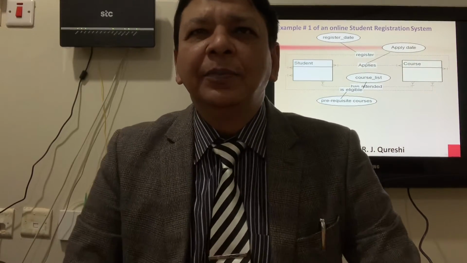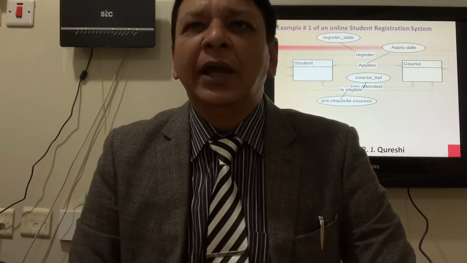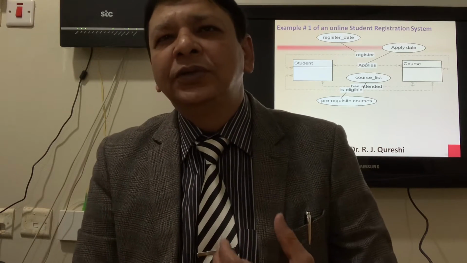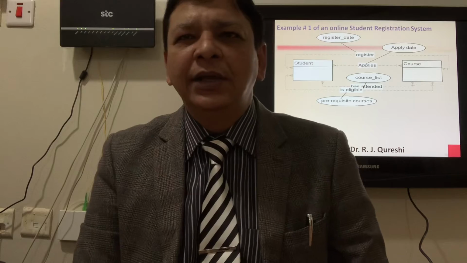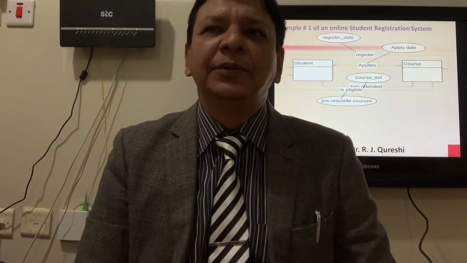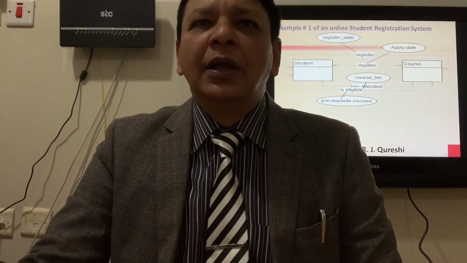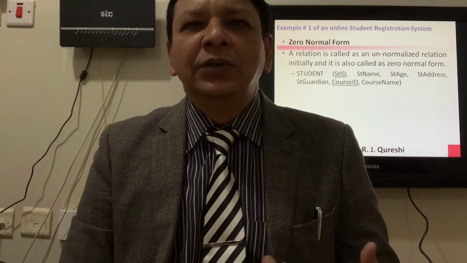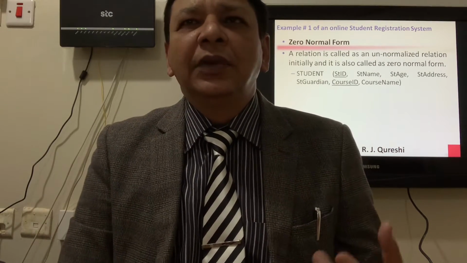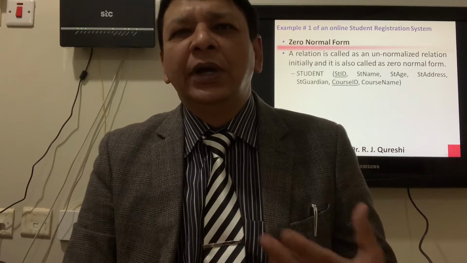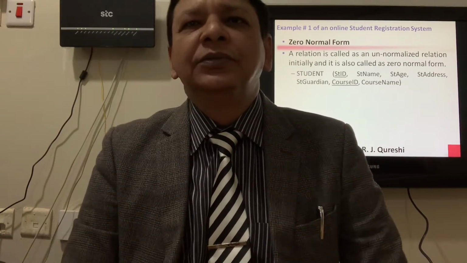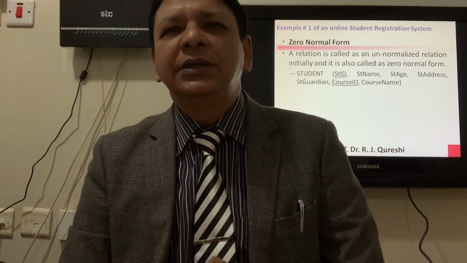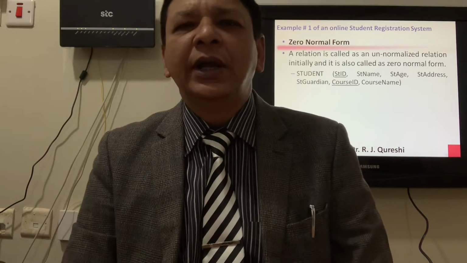Let's take an example of an entity relationship diagram, ERD, for student course. So we have associations register, applies, has attended, eligible. The relation is called unnormalized, the zero form. For example, a student registration system, so we call the database student. So we have STID, ST name, ST age, ST address, guardian, course ID, course name.